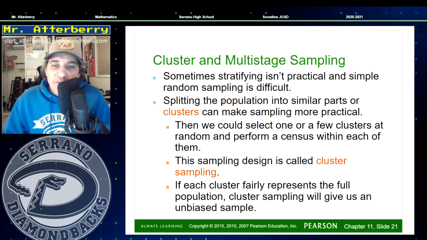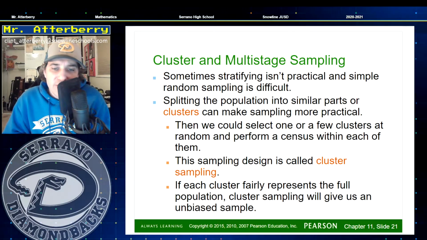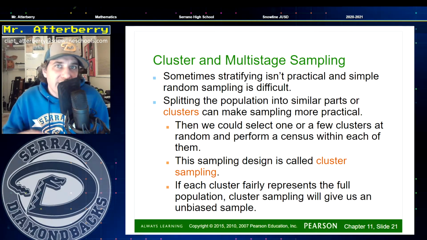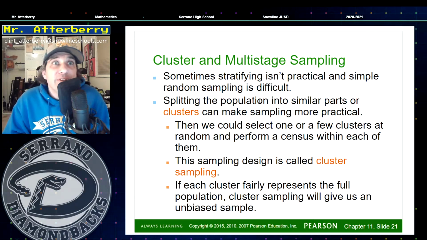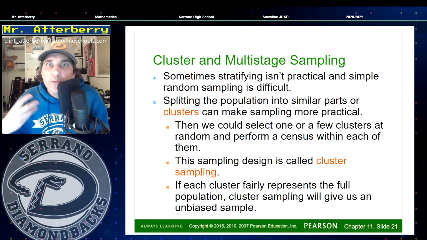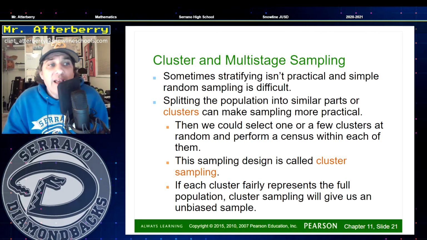Okay, so for example, maybe you take seniors, juniors, sophomores, and freshmen, and a stratified sample would be, okay, you take each group and pick a couple of random freshmen, a couple of random sophomores, a couple of random juniors, a couple of random seniors. That would be stratified.